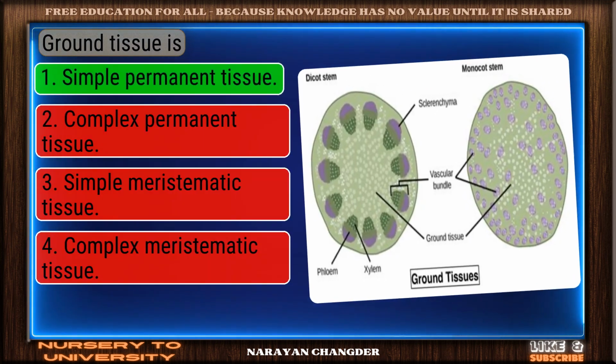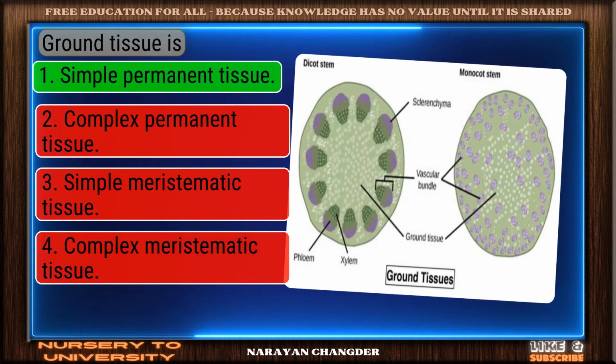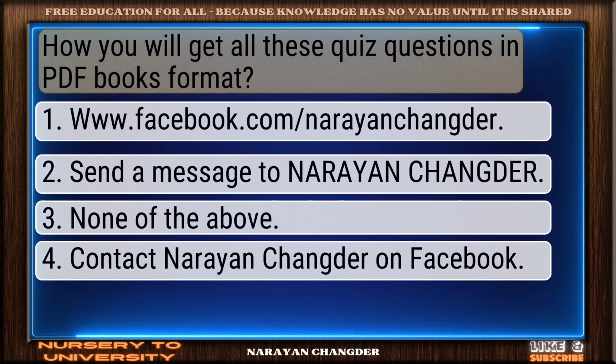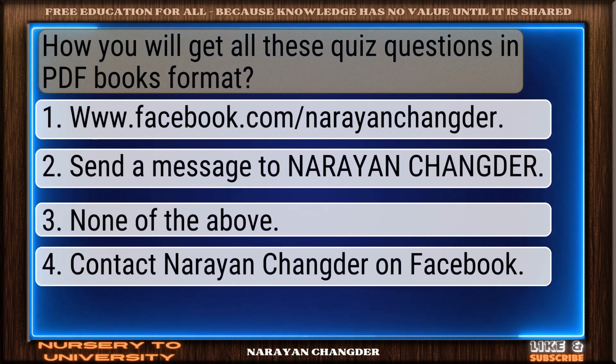Valid point. Simple permanent tissue is true. Question number 112. How you will get all these quiz questions in PDF books format.